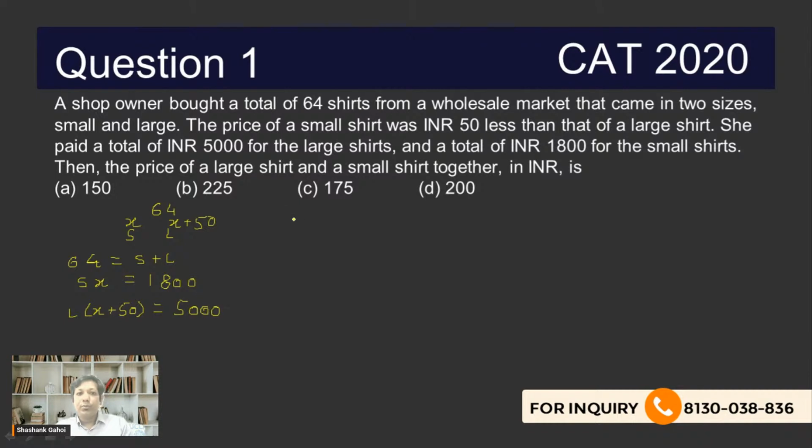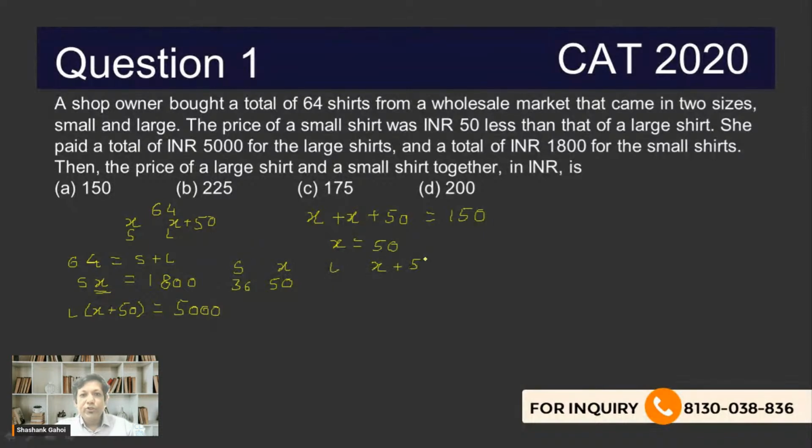Okay. So X, price of a small shirt is X, price of the large shirt is X plus 50. And let's say that is equal to 150. Okay. So that is equal to 150. I'm taking the first option. So 2x plus 50 is 150. So X comes out to be 50. So if X is 50, then S is going to be 36. This is X, this is S, then L, then X plus 50.